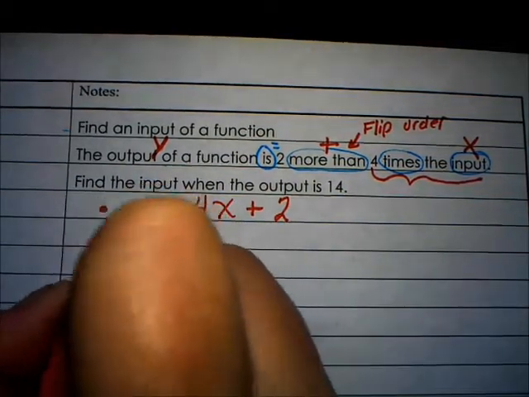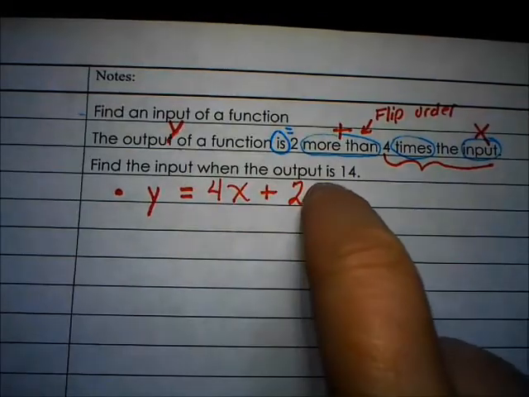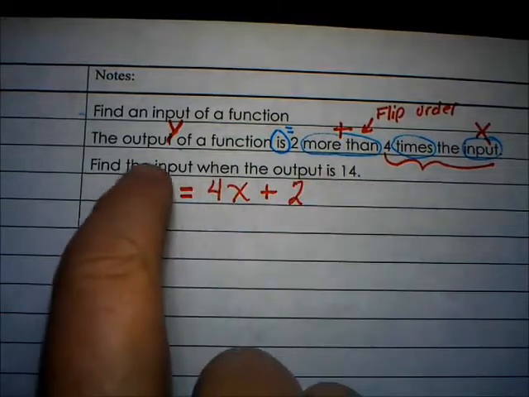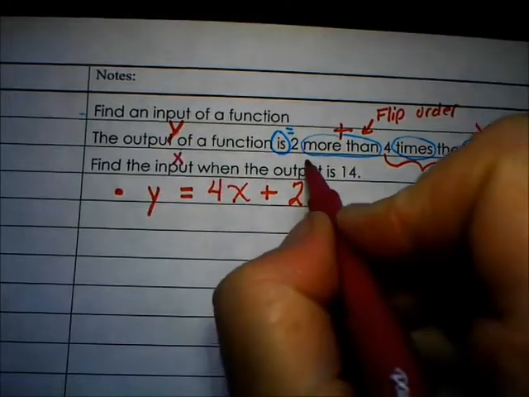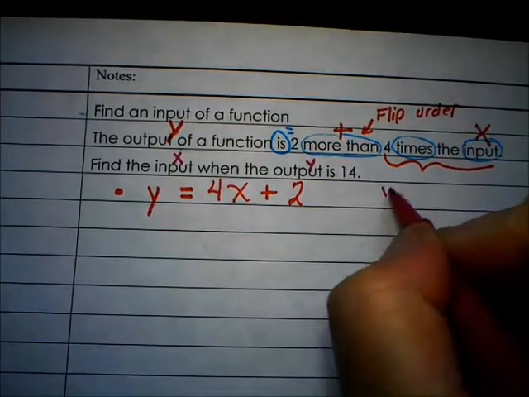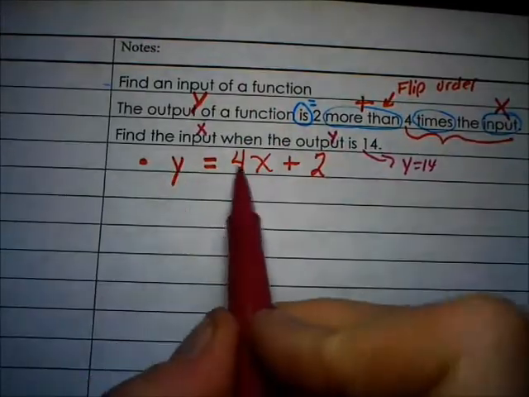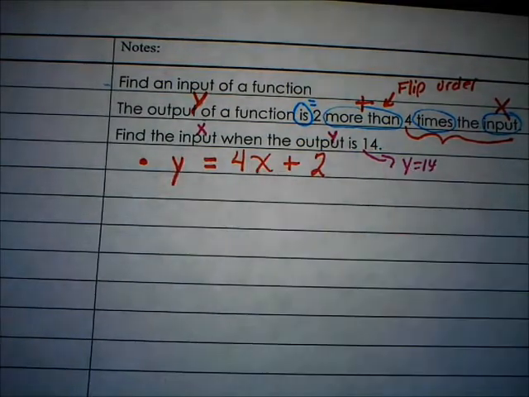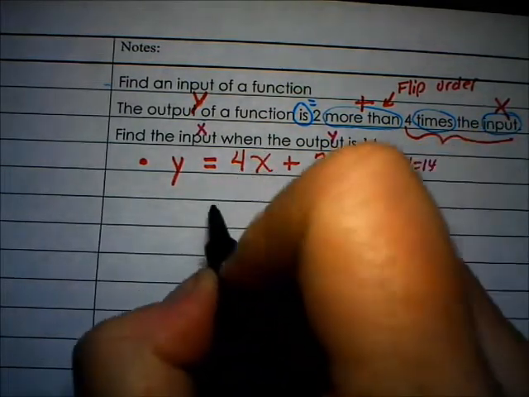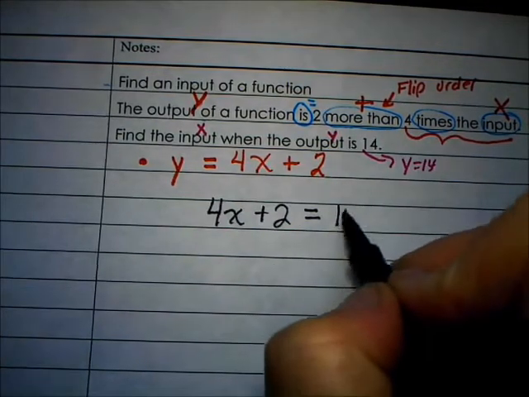Alright, here's my equation. The question is find the input when the output is 14. So I'm looking for the input, which is my x. The output, which is my y, is 14. So that tells me y is equal to 14 right there. We'll also know that y is equal to 4x plus 2. So since y equals both of these, I'm going to set these two things equal to each other to solve it. So my equation, I'm going to have 4x plus 2 is equal to 14.